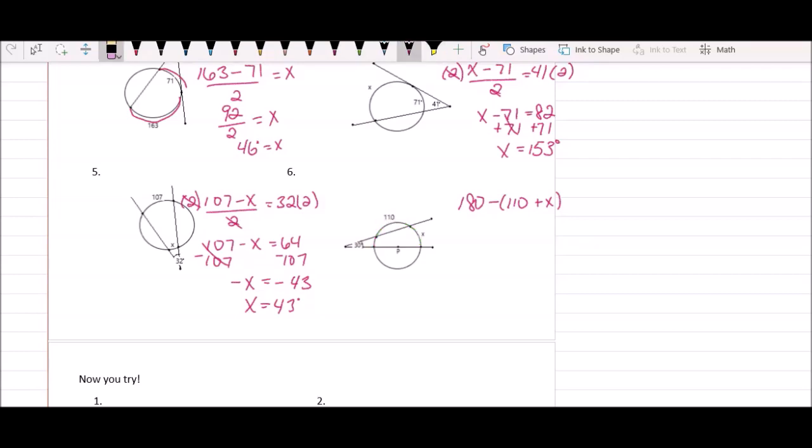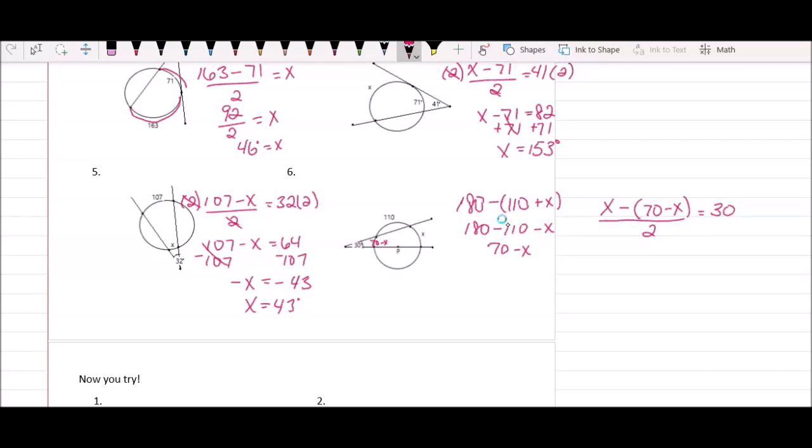Okay, let's erase some of this. So that is the smaller. Distribute that negative. 180 minus 110 minus x. 180 minus 110 is 70 minus x. So that is what this inner arc is, 70 minus x. Okay, so now I'm ready to do the formula. The outer arc minus the inner arc, 70 minus x, divided by 2 equals the angle, which is 30.